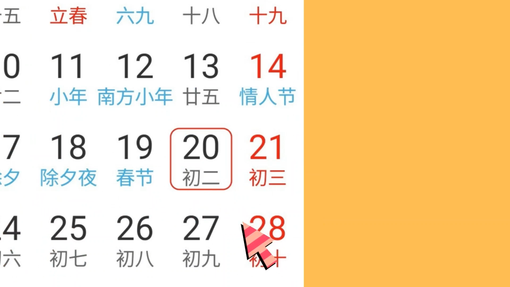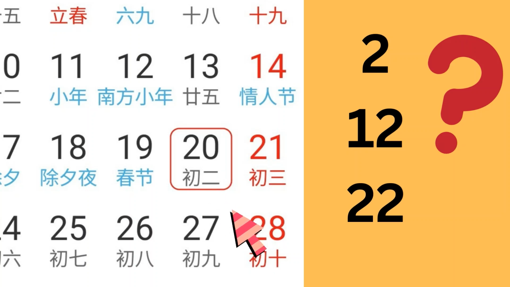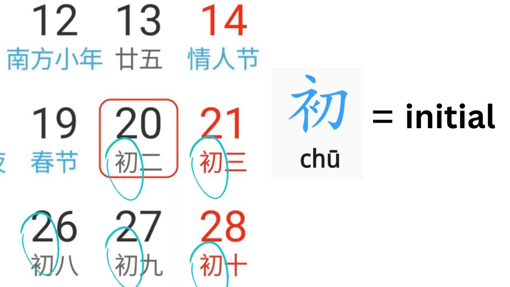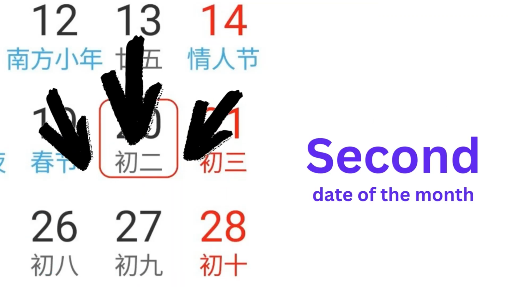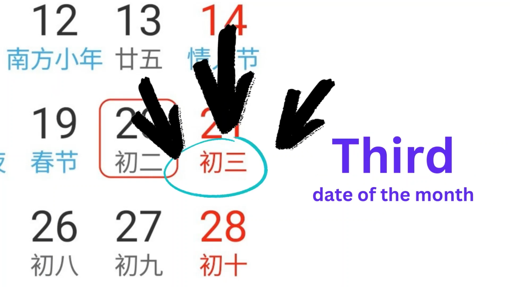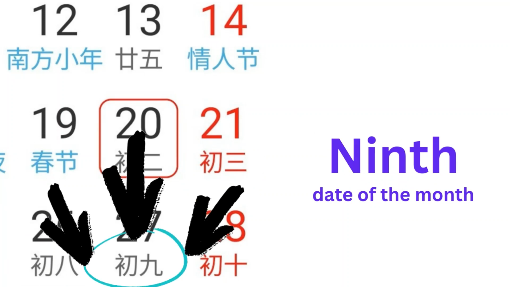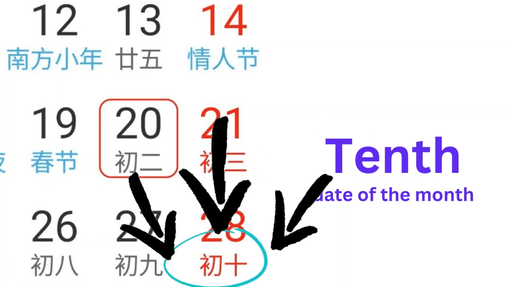Assuming you can recognize this as 2, then you might come up with a question: is it the 2nd, 12th, or 22nd? I will introduce you to a new word, chu. Please memorize it. Chu means initial. So initial 2 means this is the 2nd date of the month. This is the 3rd date, 8th date, 9th date, and 10th date, etc.